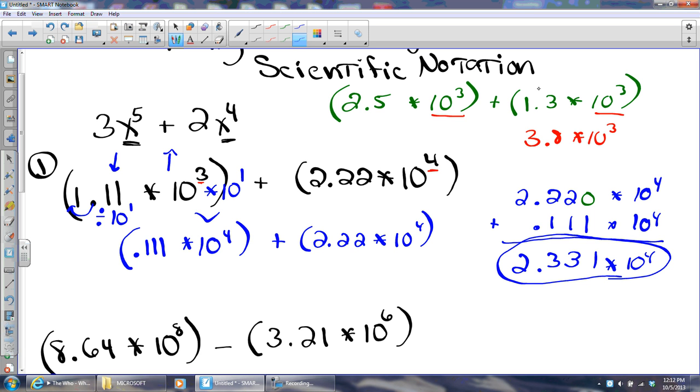In this green problem here, I didn't do the exponents. I didn't need to alter them. They already matched. I just added. In this problem 1, I went ahead and manipulated the one number so that the exponents matched.